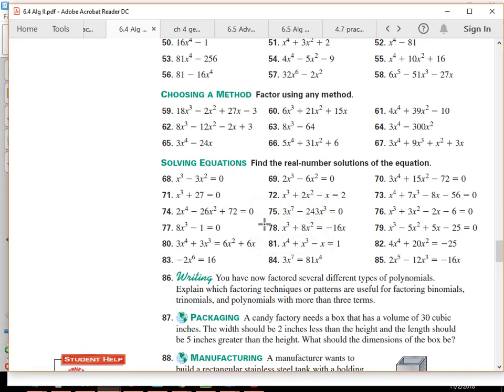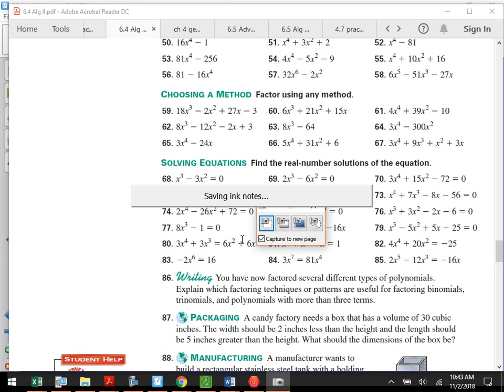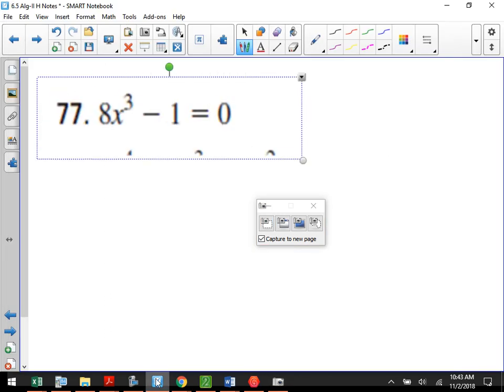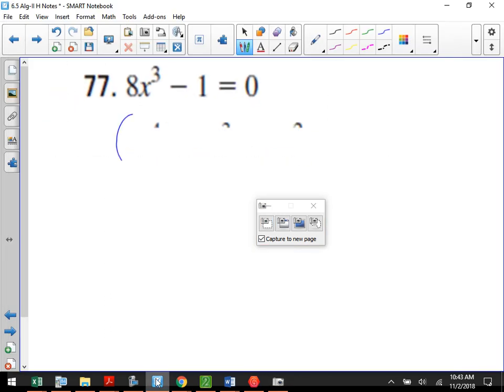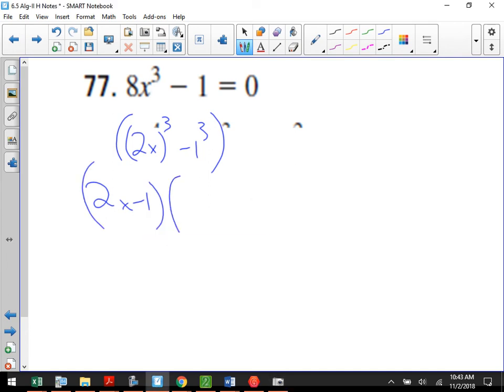Same idea. This one you've got 8x cubed. So it's a cube. It's a difference of cubes. Because what's the cube root of 1? 1. So you wind up with, this is the same thing as saying 2x quantity cubed minus 1 cubed. So you're going to get 2x minus 1 times 4x squared plus 2x plus 1.